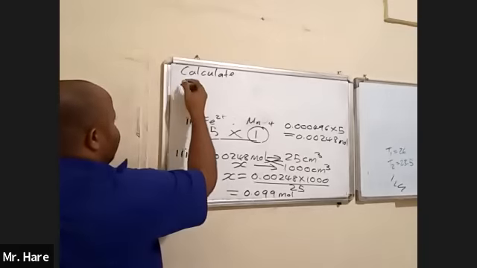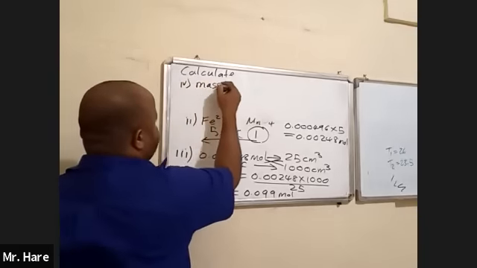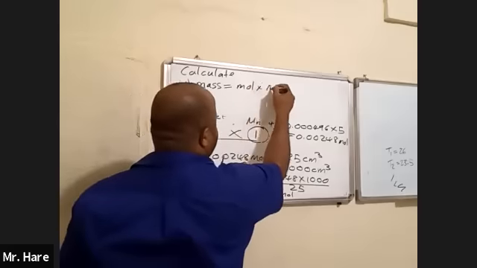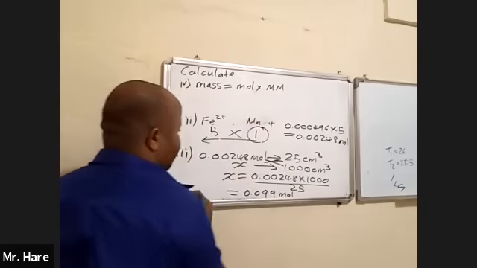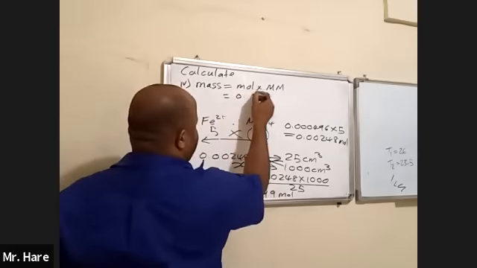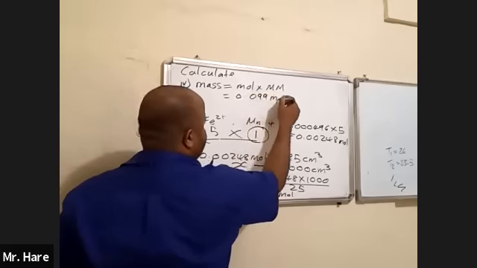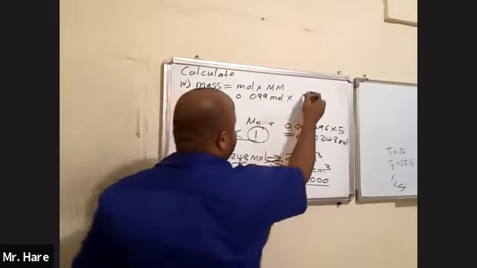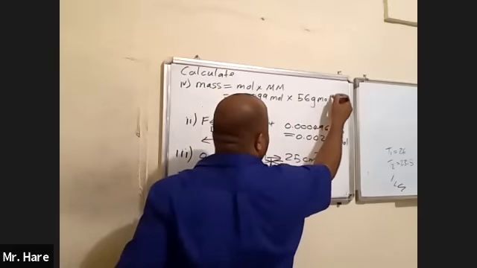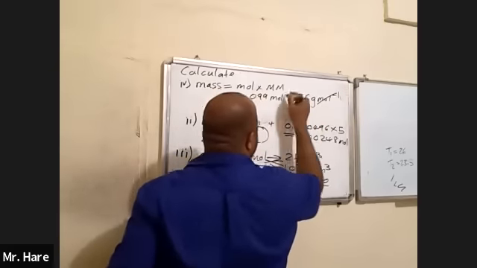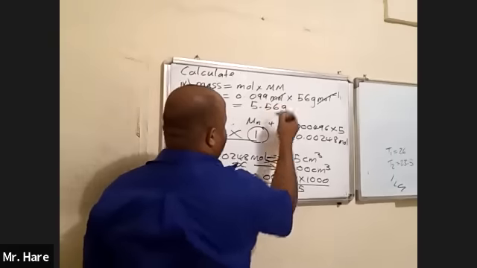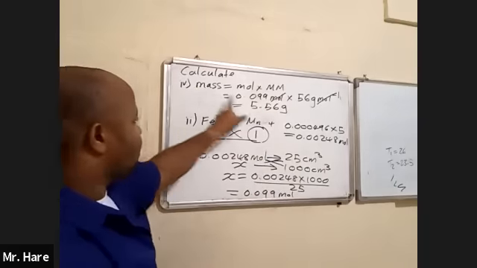Right, so for part 4, mass is equal to mole times molar mass. So it's 0.099 moles times 56 grams per mole. What was the answer again? 5.56 grams. So this mass is in 1 dm cube, right?